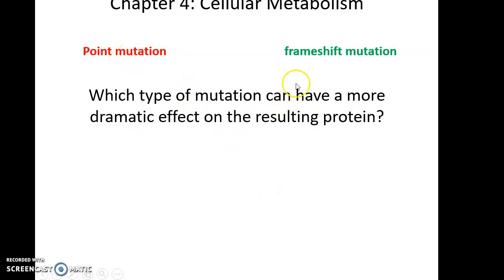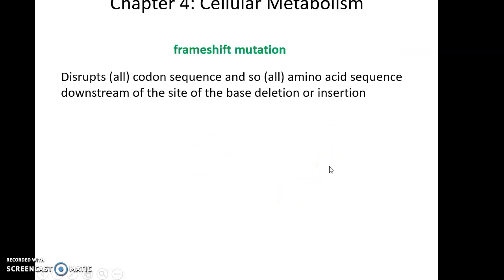So in point mutations, only one nucleotide is changed to a different nucleotide. In frame shift mutations, an entire nucleotide is removed from the DNA, or an entire nucleotide is added to the DNA. Which of these mutations will have a more dramatic effect on the protein? Hope you said frame shift mutation, because it disrupts all the codons at the mutation and downstream of that mutation, which affects all of the amino acids at the mutation and downstream of that mutation.